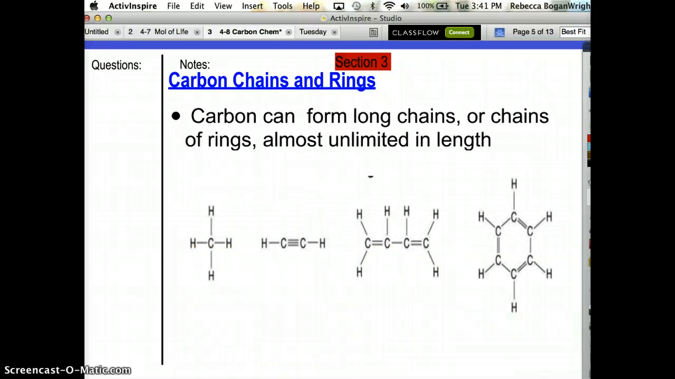Section 3, carbon chains and rings. So because carbon has this really unique property, carbon can form long chains or chains of rings like this that are almost unlimited in length. I want you to very quickly sketch these structures of carbon and how they bond with other hydrogen atoms. This is an essential way of drawing atoms and how they bond together in compounds when you're studying chemistry.